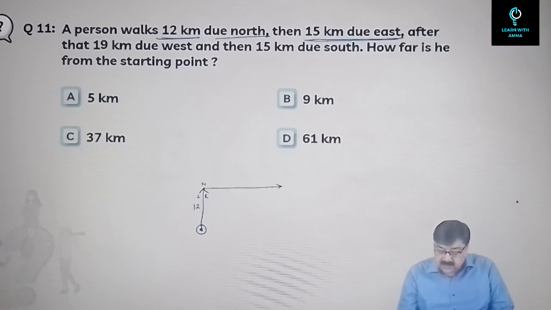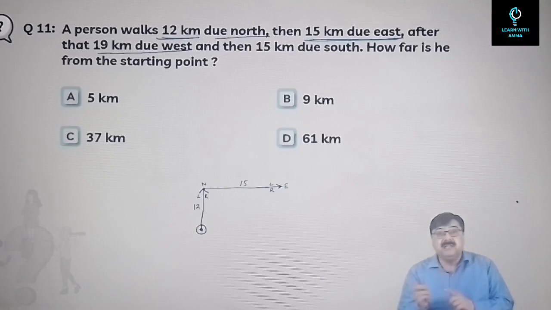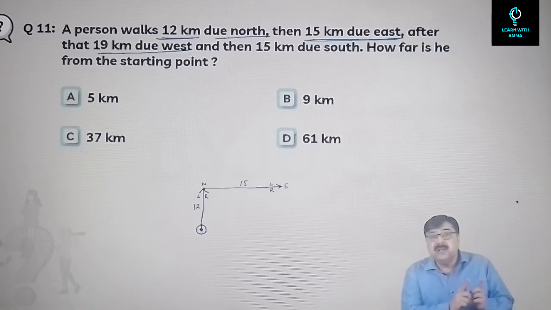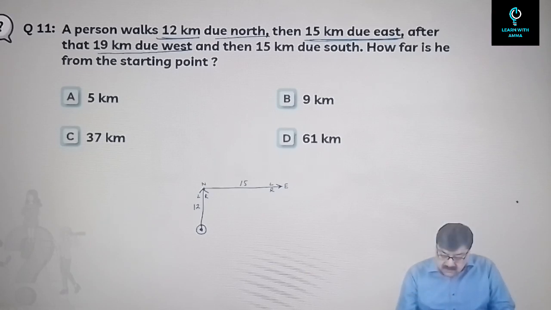15 kilometers is to the right side, that is towards east. This is left, this is right. After that, 19 kilometers due west. After east, when he is moving towards the east, he has to take a U-turn and then go towards the west. So he takes a U-turn, and after 15 kilometers he comes back to this point.